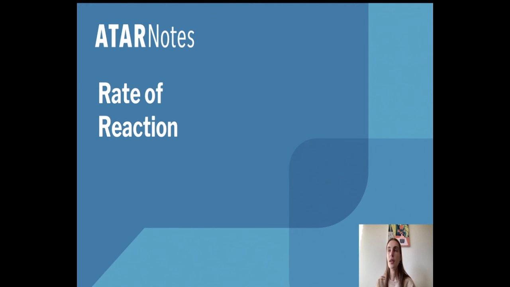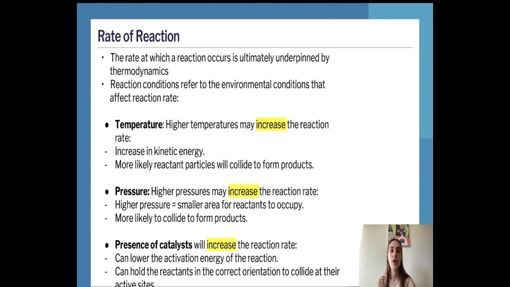Now, our last thing that we want to look at before we finish up is considering rates of reaction. Rates of reaction are the rate at which a reaction occurs in terms of either something per minute or something per second, and it's ultimately going to be underpinned by thermodynamics. The reaction conditions refer to the environmental conditions and the lab conditions that affect reaction rate. The main ones for these are temperature, pressure, and presence of catalysts.